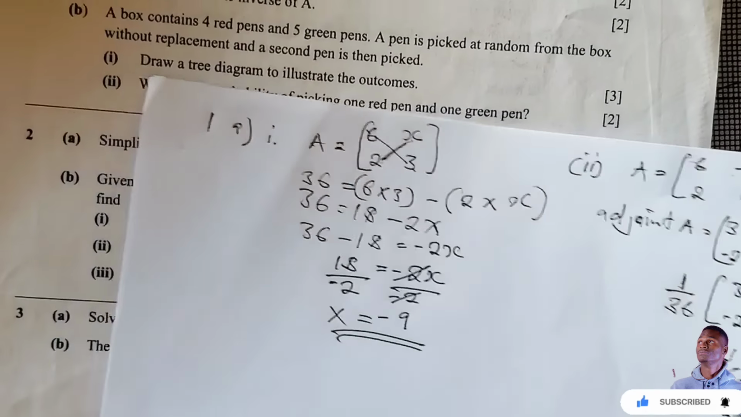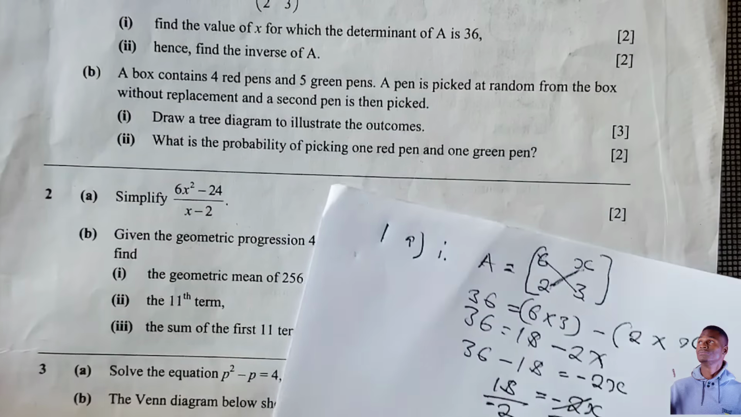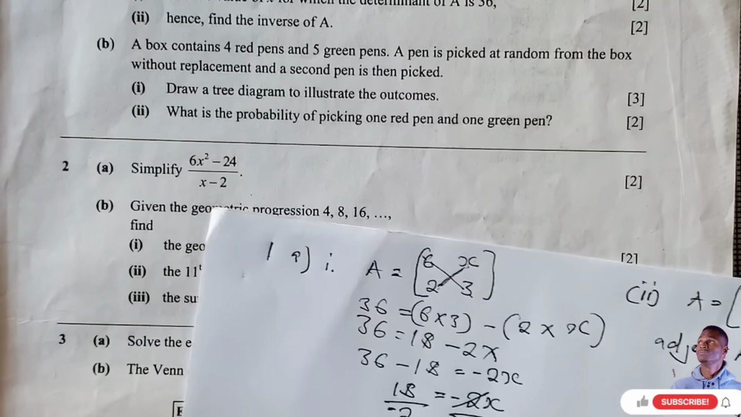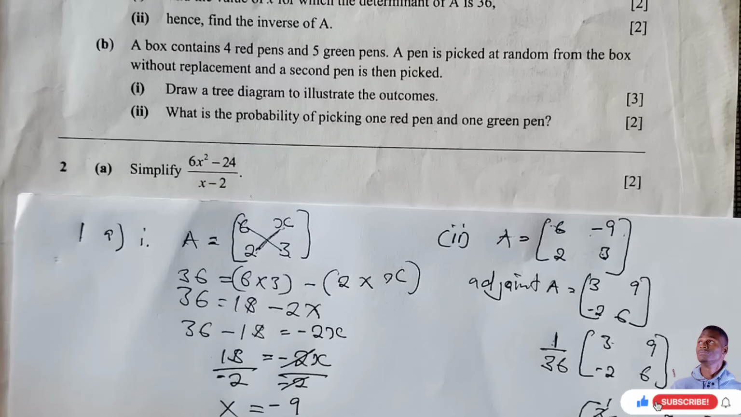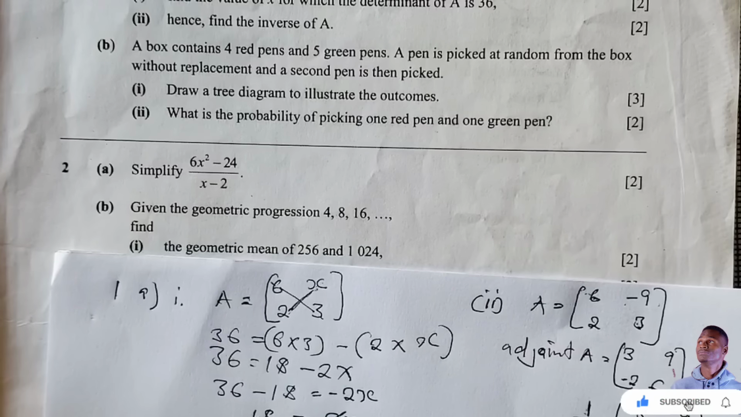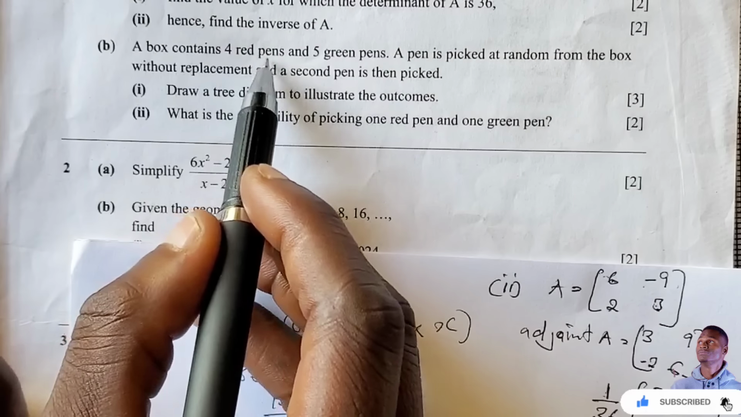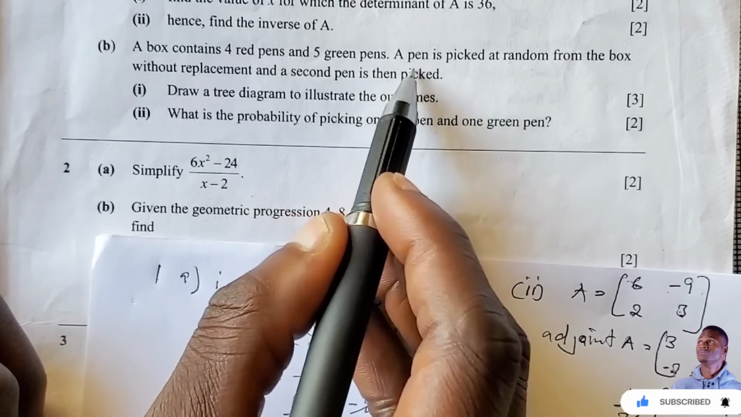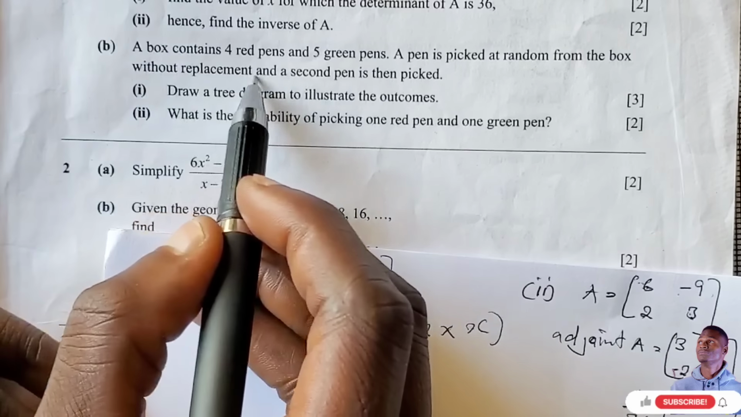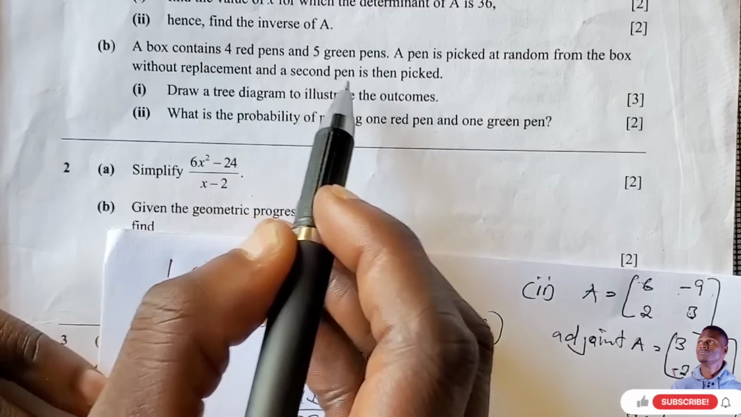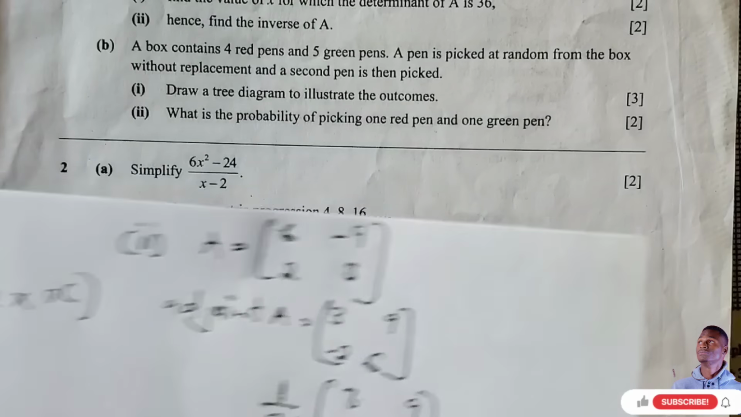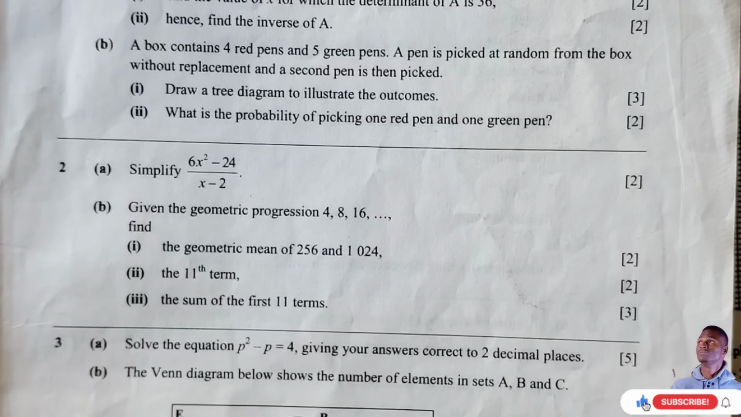It's in the exam, now you are solving. So you go to B. B is saying a box contains 4 red pens and 5 green pens. A pen is picked at random from the box without replacement, and a second pen is then picked. Draw a tree diagram to illustrate the outcomes, 3 marks. What is the probability of picking 1 red pen and 1 green pen? This is very simple. So what we're going to do here.